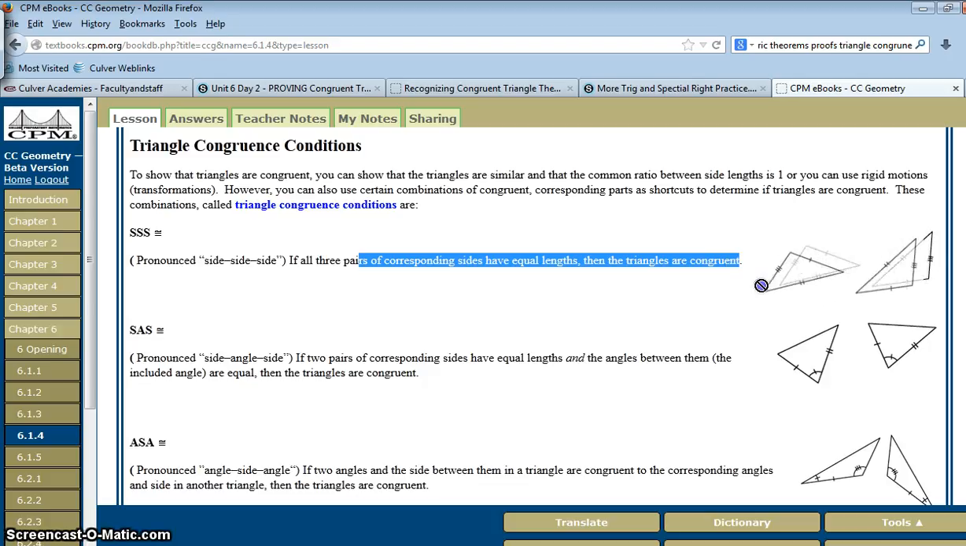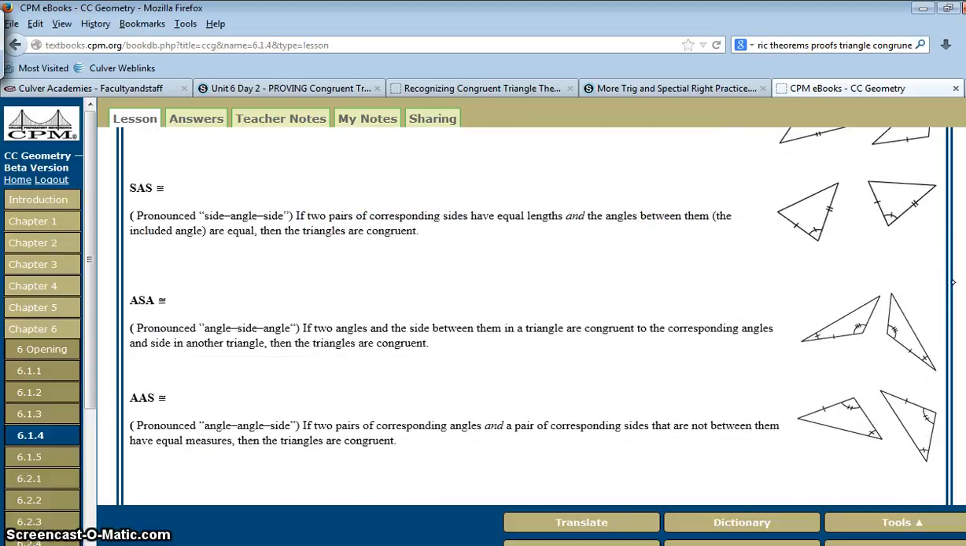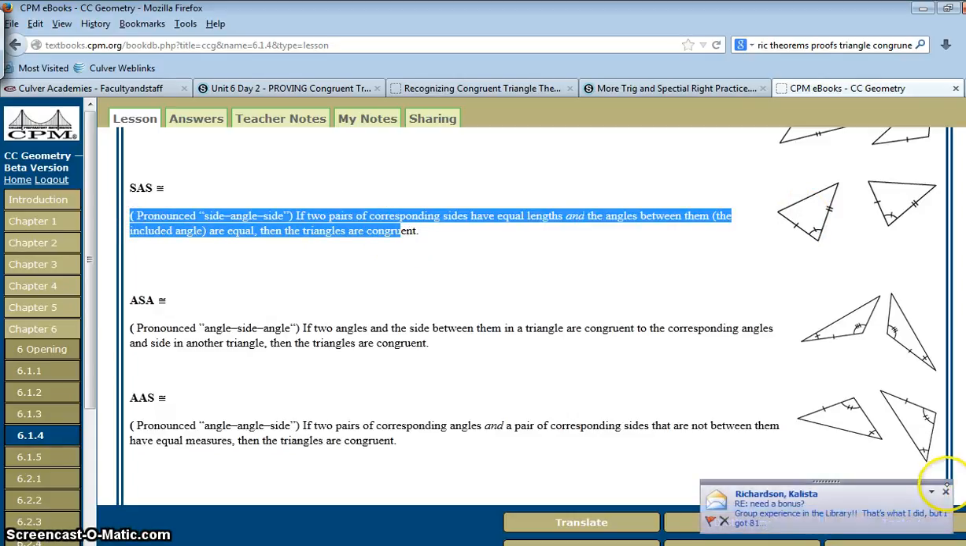And that's shown in this drawing. So you're expected to copy this drawing showing 2 scalene triangles where this side is congruent to this side. It's marked that way. This side is congruent to this side, and this side is congruent to this side. Side, angle, side. If 2 pairs of corresponding sides have equal lengths and the angles between them. So this is marked with 2 tick marks. This is marked with 1. And the angle that is created by those 2 congruent pairs of rays is considered the angle between them. Then the angles are congruent.